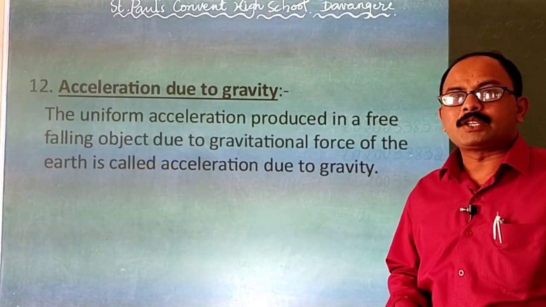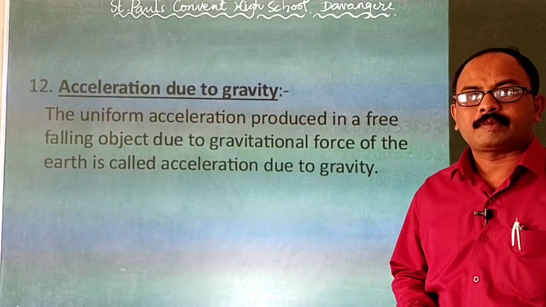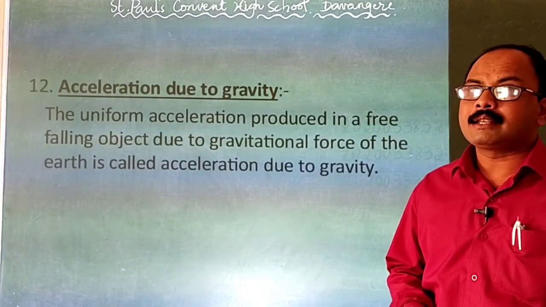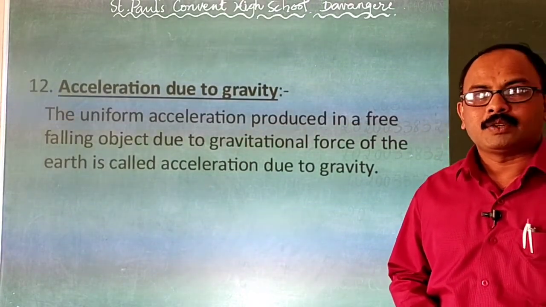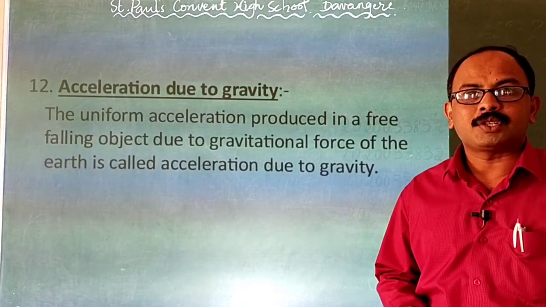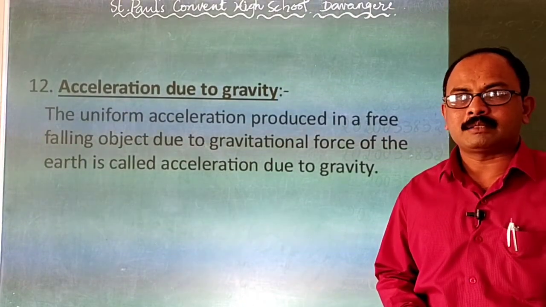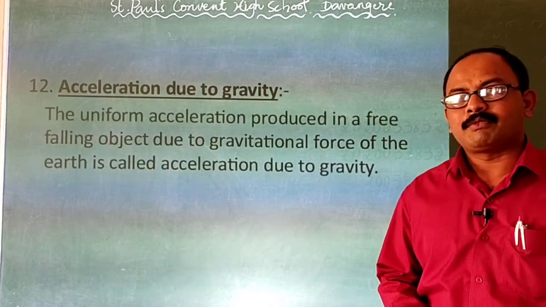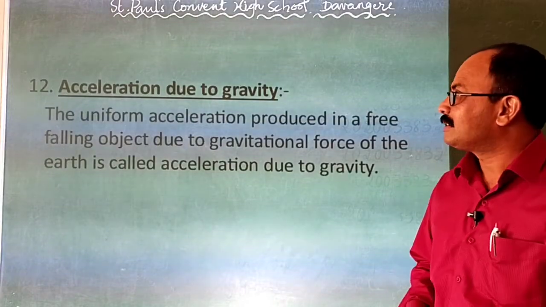Next, we will look into, children, acceleration due to gravity. Acceleration due to gravity, small g. Acceleration we have learned from 8th standard. When there is change in the velocity of an object, acceleration is produced. When a body moves along the circular path, it changes its direction, therefore velocity changes, therefore acceleration exists. Body is said to be accelerated.